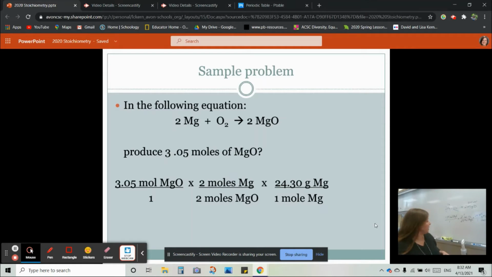So 3.05 times 24.305, and we get 74.13025. And of course, we'd probably want to round that and get something along the lines of 74.1. And the rule for sig figs for this semester is if you can get it to 3 sig figs, you're good. They're almost always going to be 3 sig figs anyway.